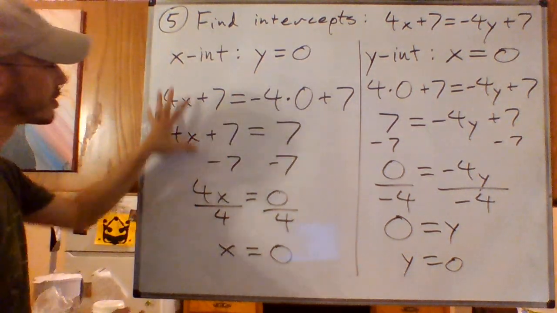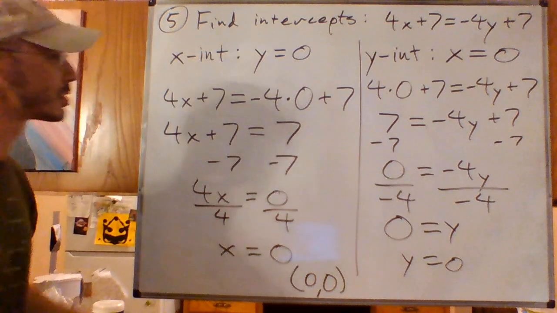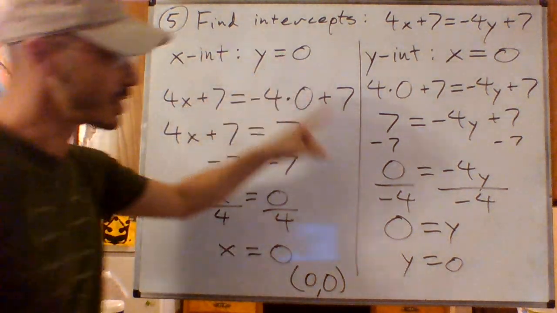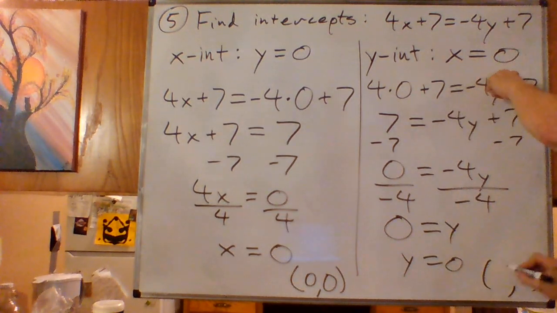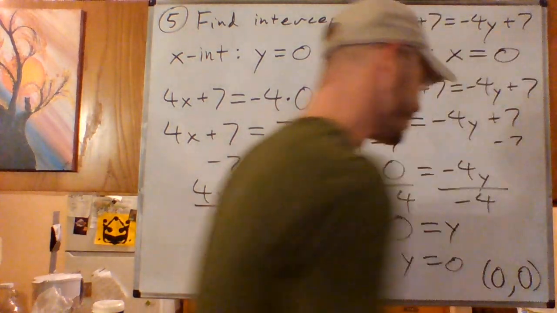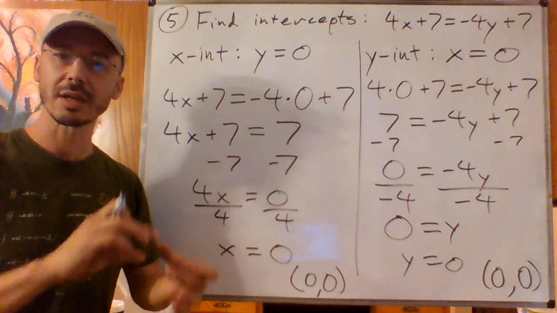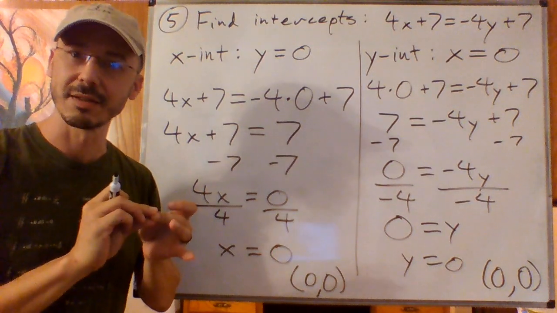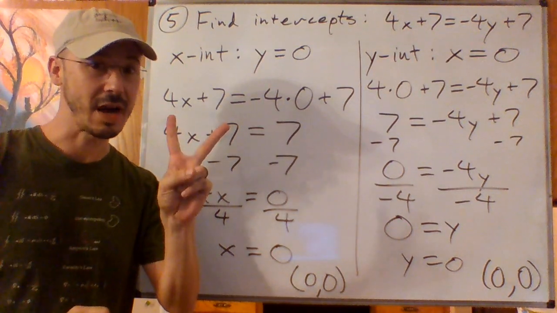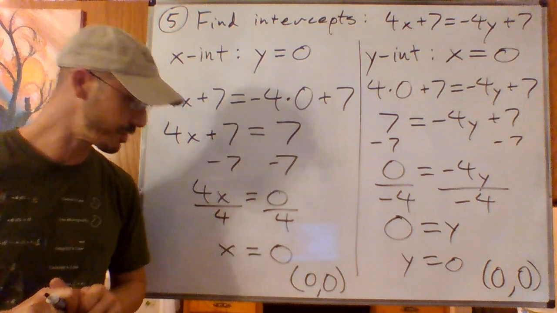So what this part told me is that the x-intercept is 0, 0. X is 0, y is 0. This one tells me that the y-intercept is also 0, 0. That's great. The x and y intercepts are in the same place. Except that we need 2 points to graph, and this is 1 point. So we have to find a different point.